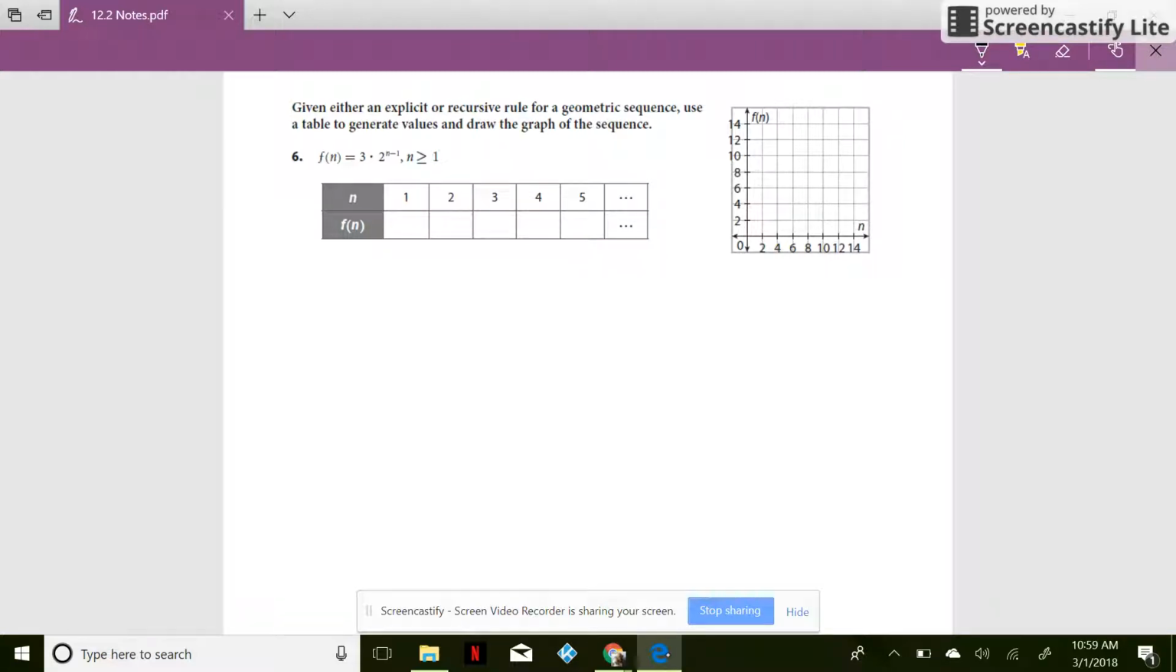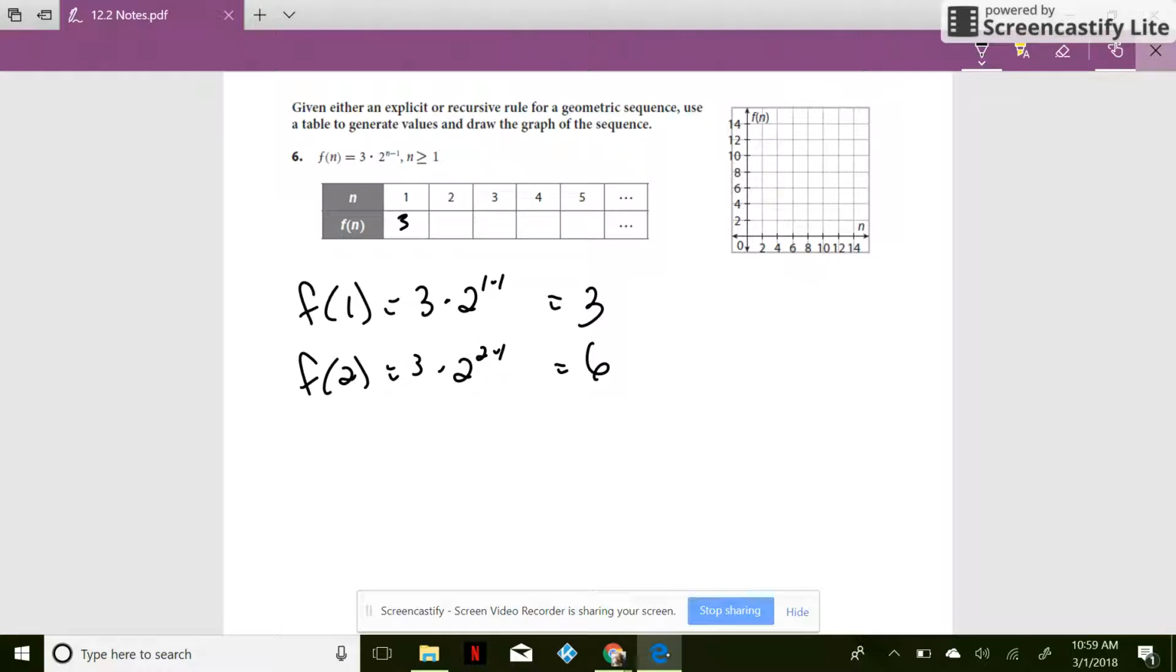So here, we want to plug in our values. Our initial value is 1. So f of 1 would be 3 times 2 to the 1 minus 1. That's 3 times 1, which is just 3. F of 2 is equal to 3 times 2 to the 2 minus 1. That's the same thing as 3 times 2, which would just be 6.